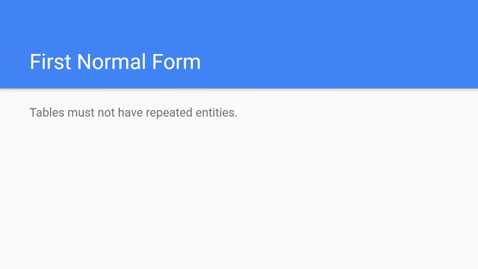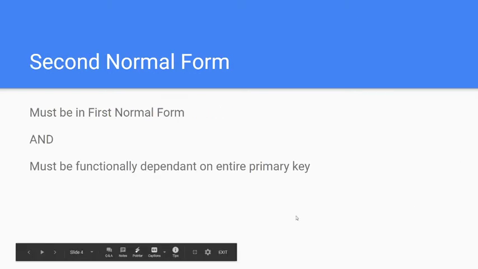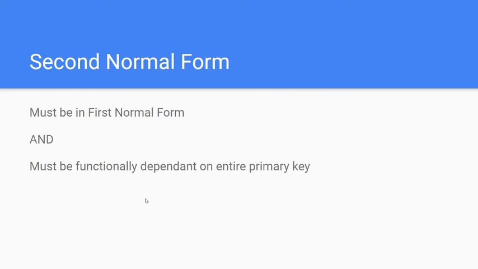We want to normalize our tables in these 3 forms of normalization. There is first normal form, wherein tables must not have repeated entities, so we make sure that every entity is unique. There is second normal form, wherein we make sure that it is in first normal form, that is, all entities are unique, and they must be functionally dependent on the entire primary key.